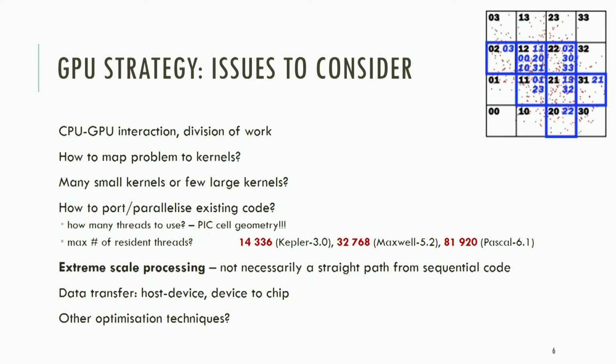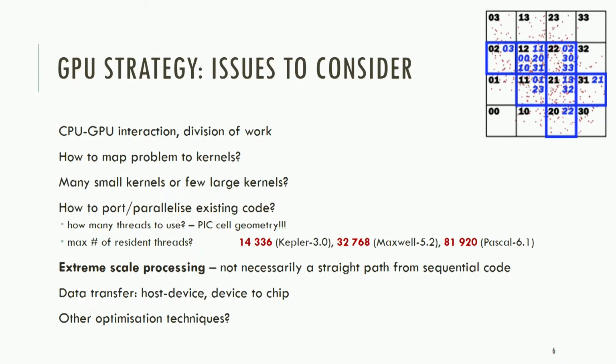And I forgot to say this, but on a new Pascal architecture, we can have 80,000 resident threads, which means that will be always in hardware. You never have to reload a thread or worry about switching context. It's there, it will run forever.